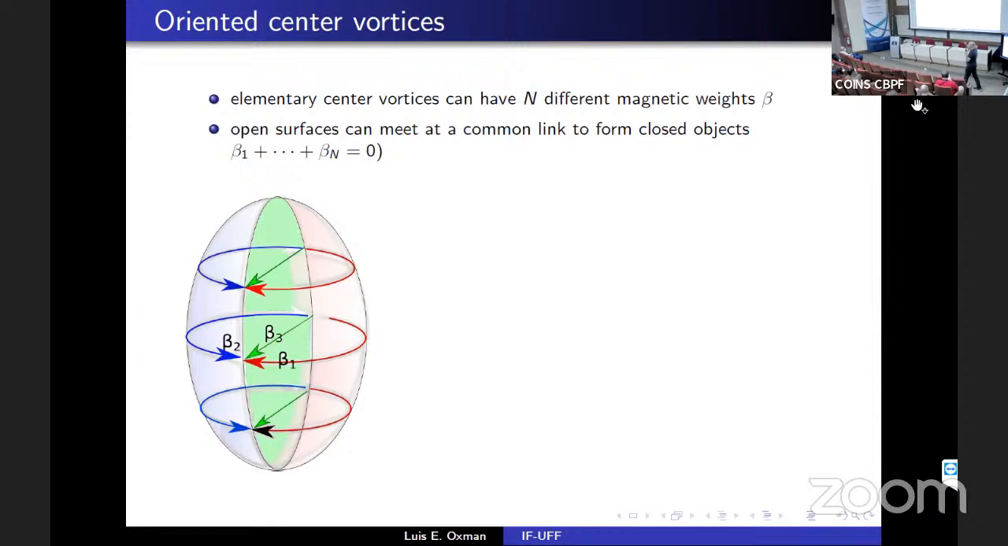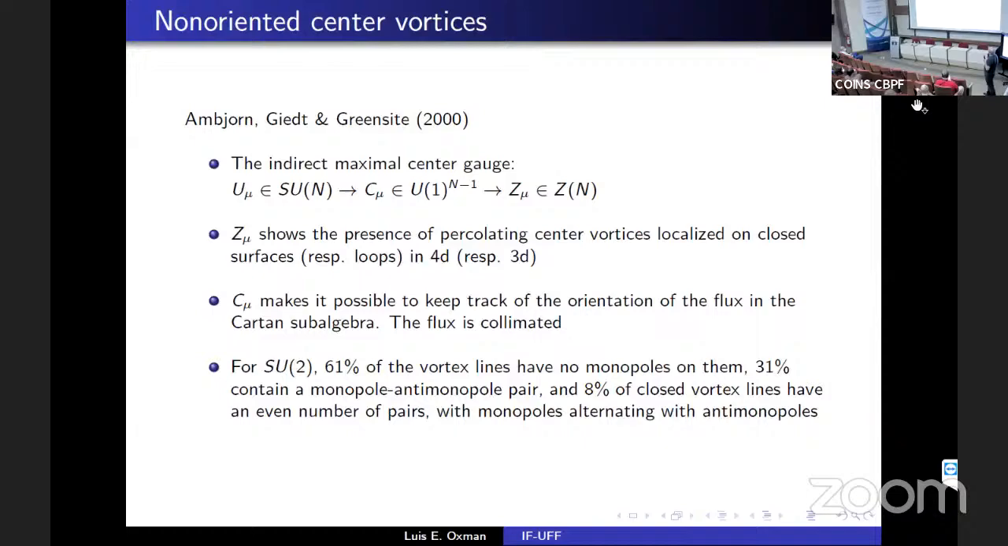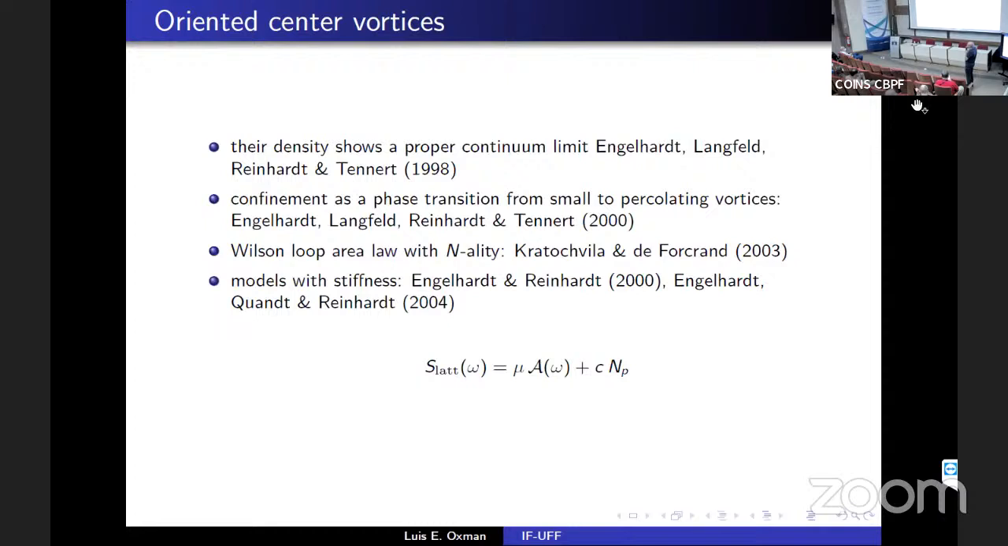But if you have SU(N), then you would have the matching of N different lines with different weights, okay? And these degrees of freedom, these oriented center vortices, the point is, as I explained, they are observed in the lattice. You do different simulations and you can remove them. In the lattice, people have different ways to detect these degrees of freedom. If you remove them, you lose confinement. If you put them alone, then you reproduce the string tension with analyticity, etc.